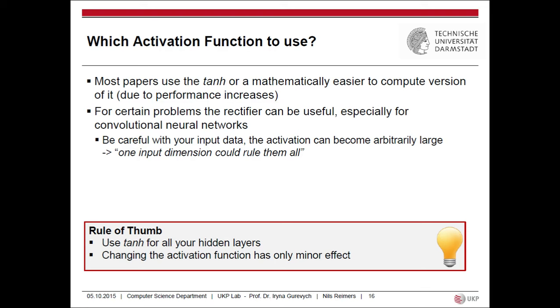So, which activation function to use? Most papers and implementations use the hyperbolic tangent function or a mathematically easier to compute version of it. You find, for example, names like hard tanh or fast tanh, but this is just for performance increases. For certain problems, the rectifier can be useful, especially for convolutional neural networks. But be careful with your input data. The activation can become arbitrarily large, and one input dimension could rule all the outputs. So rule of thumb, use the hyperbolic tangent for all your hidden layers. Changing the activation function is possible, but it has only a minor effect.